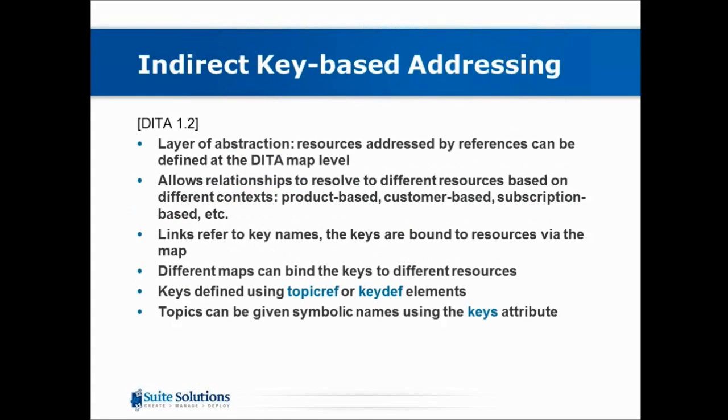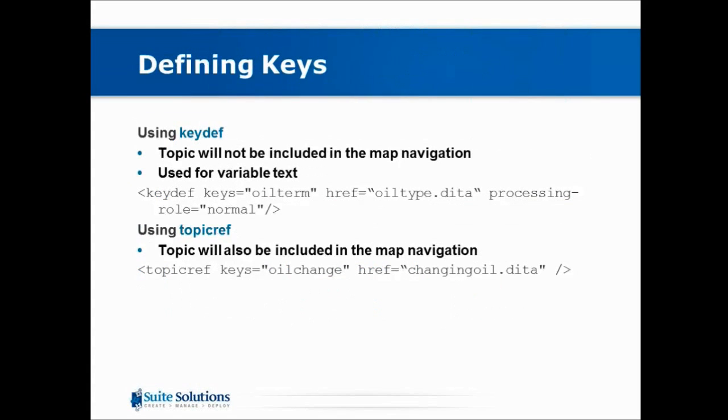The last type of referencing that we'll talk about very briefly is indirect or key-based addressing, which allows you, instead of linking directly to a particular element, to point to something like a variable, what's called a key, and that key points to another set of elements. Basically, that allows you to create a set of pointers and then decide later on where those pointers are going to resolve to. It's another level of sophistication and flexibility in reusing content.